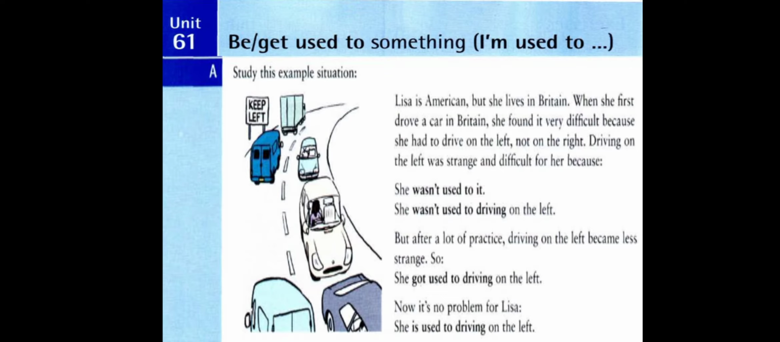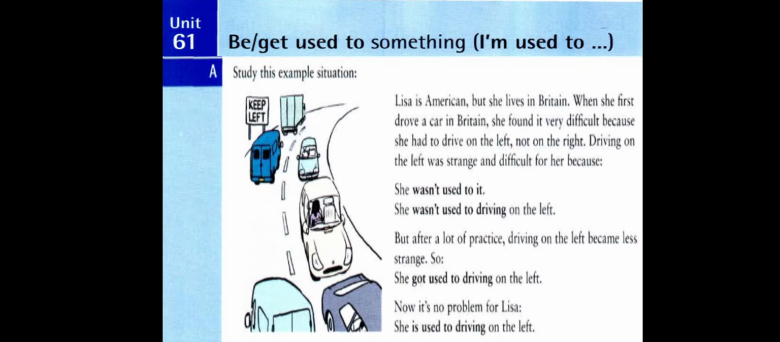Let's start with part A. Study this example situation. Lisa is American, but she lives in Britain. When she first drove a car in Britain, she found it very difficult. Why? Because she had to drive on the left. In America, they drive on the right, but in Britain, they drive on the left. So when she came to Britain, she faced a problem. She found it difficult because she had to drive on the left, not on the right.